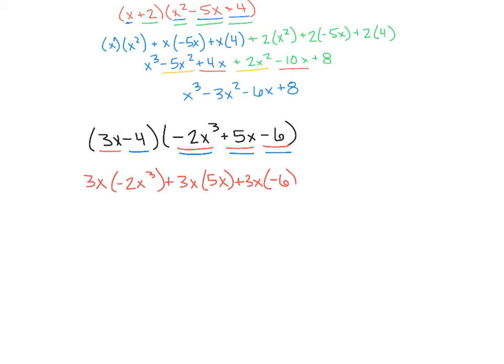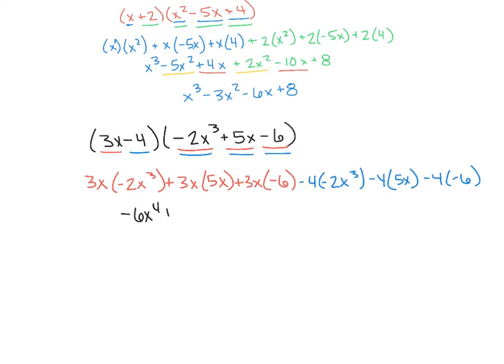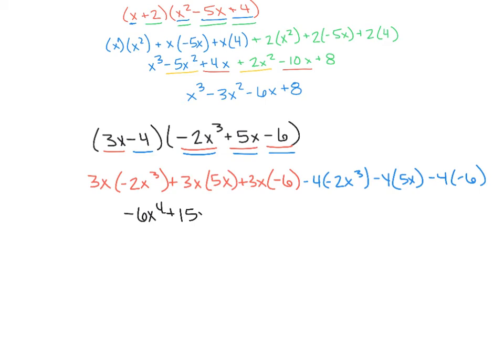Now we're going to take the second term in the binomial, negative 4 times negative 2x cubed, minus 4 times 5x, minus 4 times negative 6. So we get negative 6x to the fourth plus 15x squared minus 18x plus 8x cubed minus 20x plus 24. And all I did was multiply each one of those terms together.